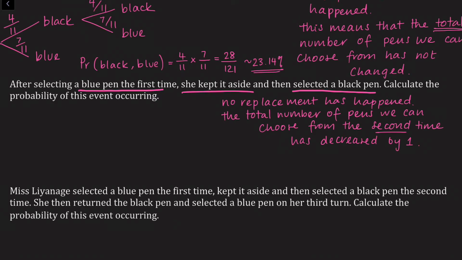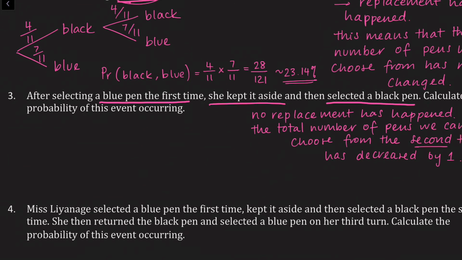So now we need to be very careful when we're constructing our tree diagram. So again, let's start with our first event. My two branches are going to be black and then blue. So my probabilities will be 4 out of 11 and then 7 out of 11. And then I'm going to do another two branches. This time I selected a blue pen first and then I selected a black pen.